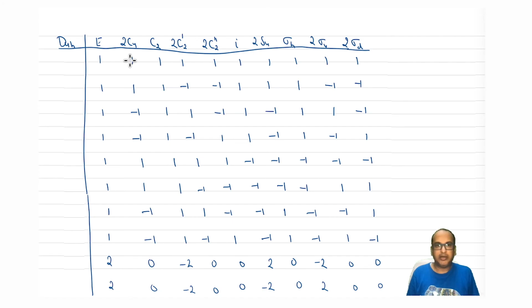So I can say that this will be A, this will be A because it is plus 1 under C4. This 2 will be B.